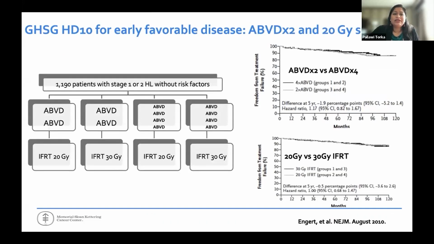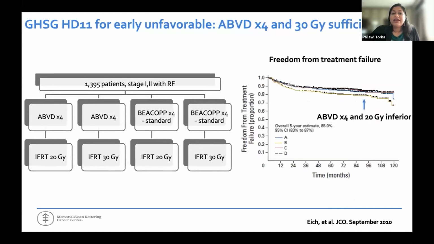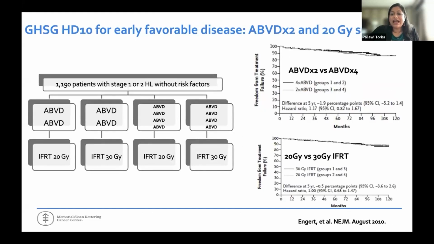So this was a very important study in early stage favorable disease. What they did was basically the Germans made 4 groups, 2 cycles of ABVD versus 4 cycles of ABVD, 20 gray radiation versus 30 gray radiation. And what they basically showed is that radiation and 2 cycles of ABVD is enough. The curves basically superimposed.